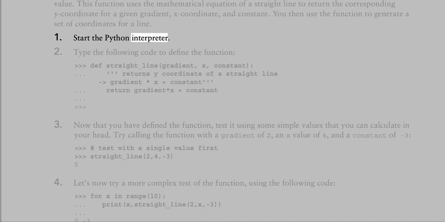1. Start the Python interpreter. 2. Type the following code to define the function. def straight_line(gradient, x, constant): returns y-coordinate of a straight line - gradient * x + constant. return gradient * x + constant.